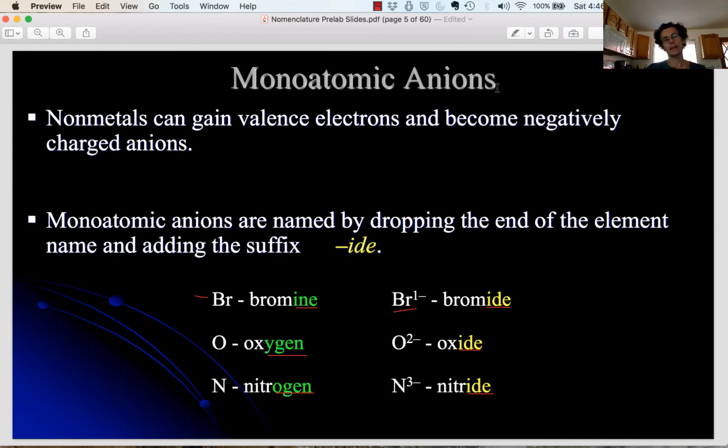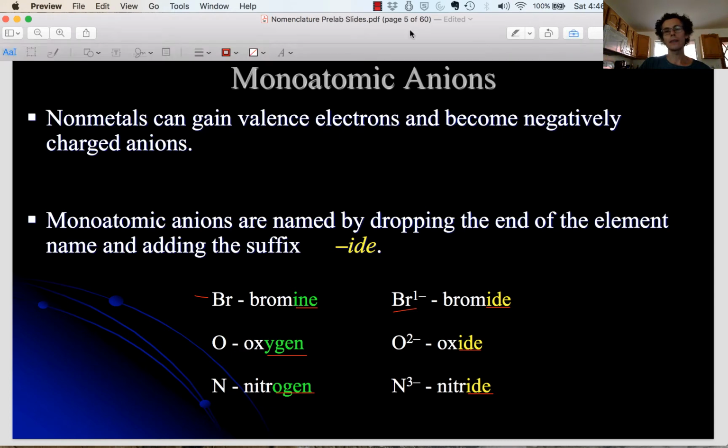Monoatomic anions are going to be predominantly always nonmetals, because nonmetals are going to gain electrons to give you a negatively charged ion. With a monoatomic anion, you have to do a little something extra. You have to drop the end of the name of the parent element, and you have to replace it with IDE. So monoatomic anions are named by dropping the last part of the element and adding this IDE.